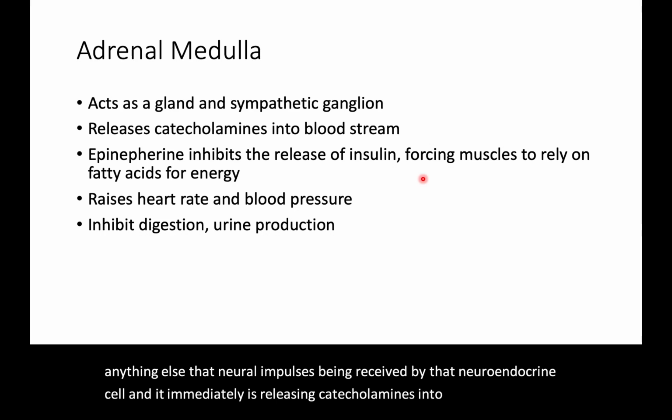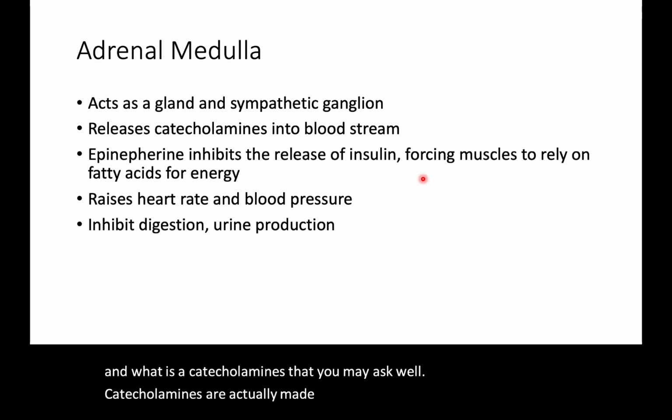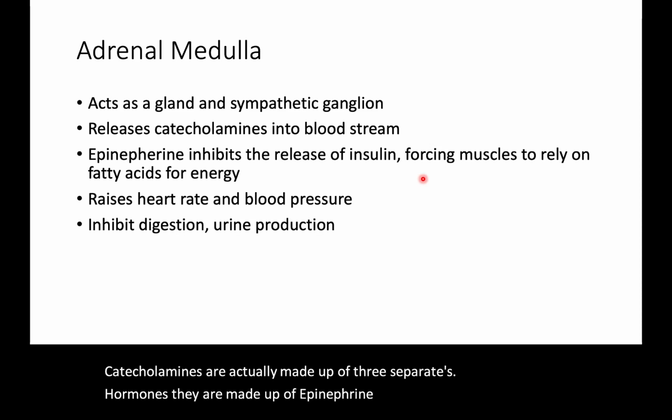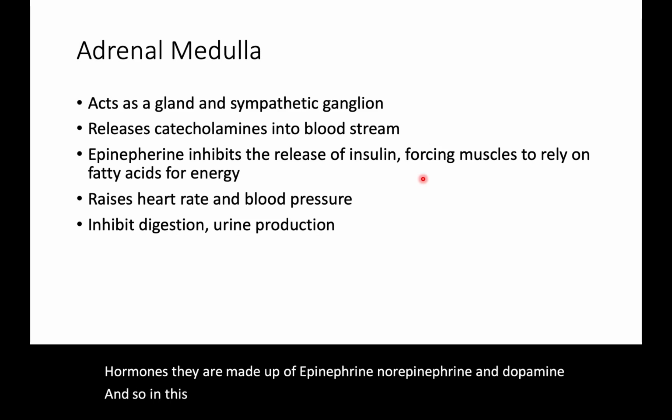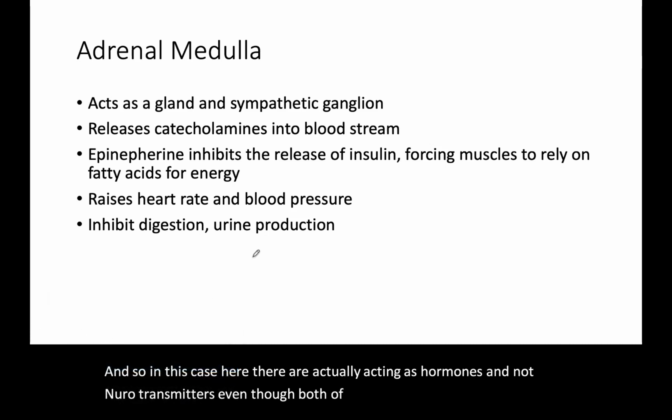And what is a catecholamine, you may ask? Well, catecholamines are made up of three separate hormones: epinephrine, norepinephrine, and dopamine. And in this case, they're acting as hormones and not neurotransmitters, even though all of these are synonymous with being neurotransmitters as well.